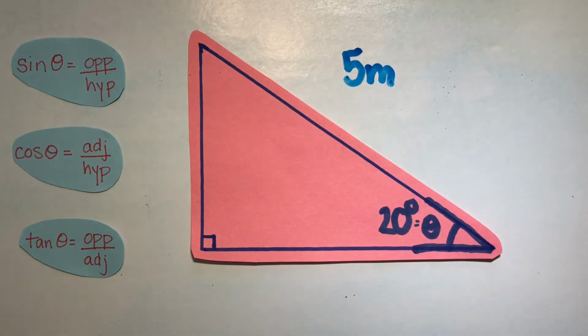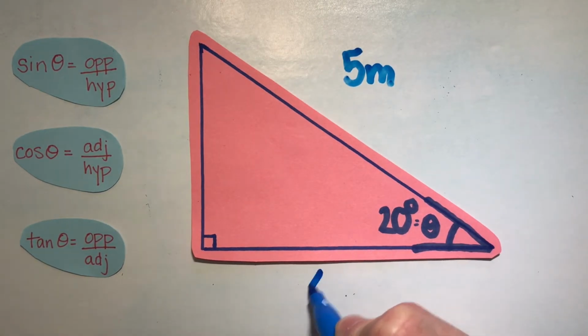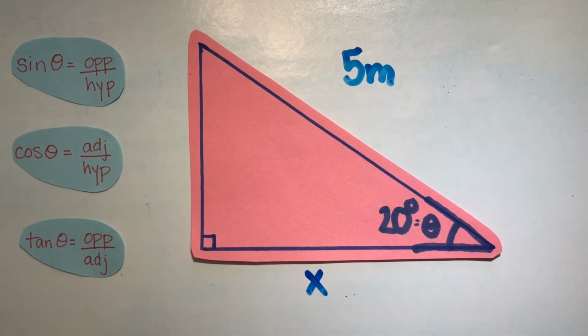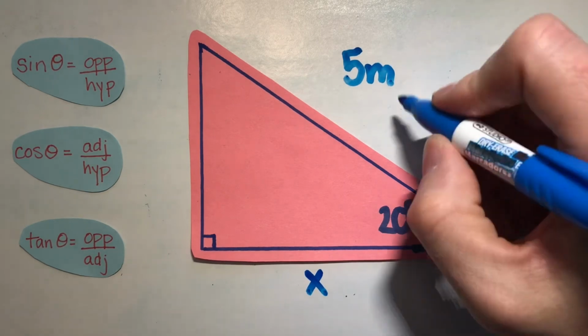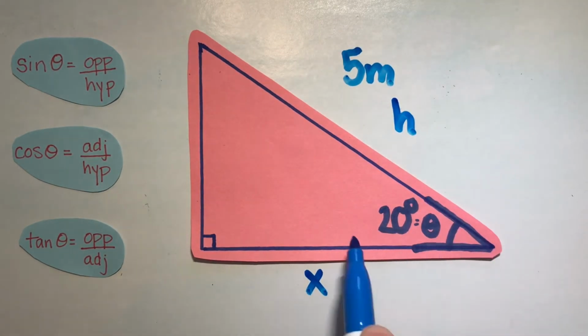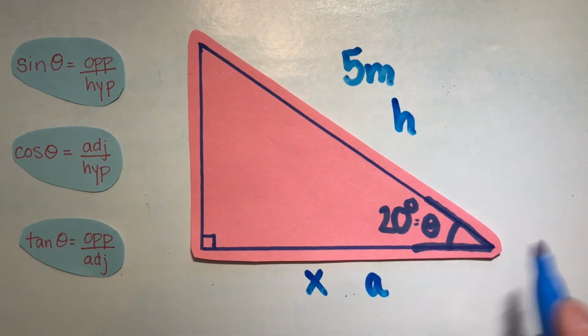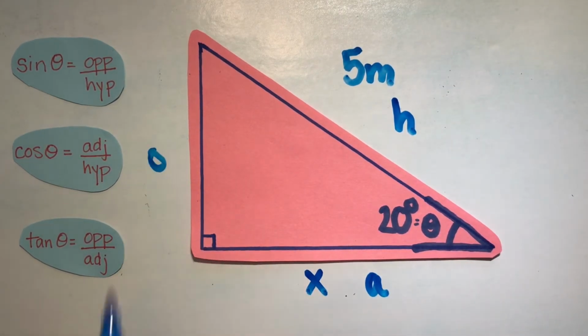So here's an example problem. If we want to solve for this mystery side x on the bottom here, we're going to start with our angle, 20 degrees here. And remember that it's made up of two sides. This one, the longest side, is the hypotenuse, and the bottom one is the adjacent. And the side far away over here is the opposite.